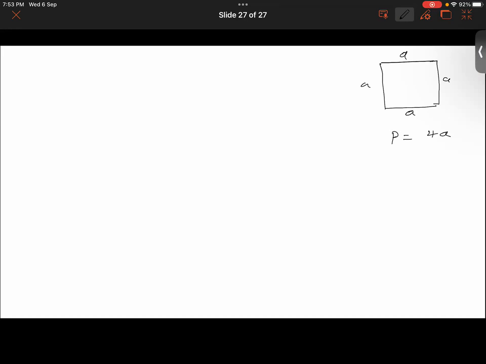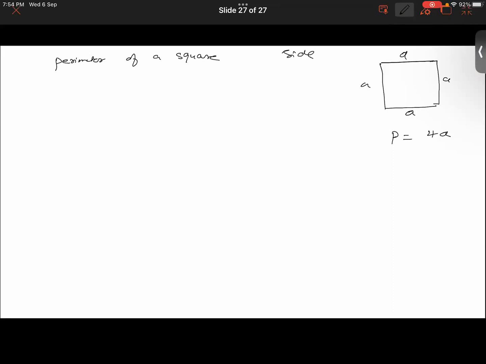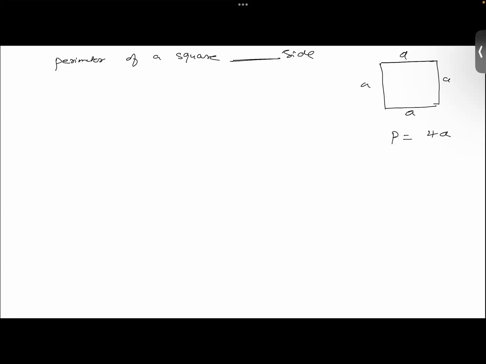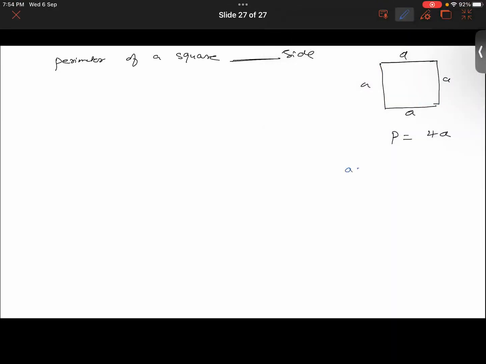So what is the relation between the perimeter of a square and its side? Direct proportion. Exactly. For example, Ahmed and Rahan, if you take a as 2, the perimeter is 8. If the side is 4, the perimeter is 16. If a is 6, then the perimeter is 24. Now, if a is 8, the perimeter is 32.